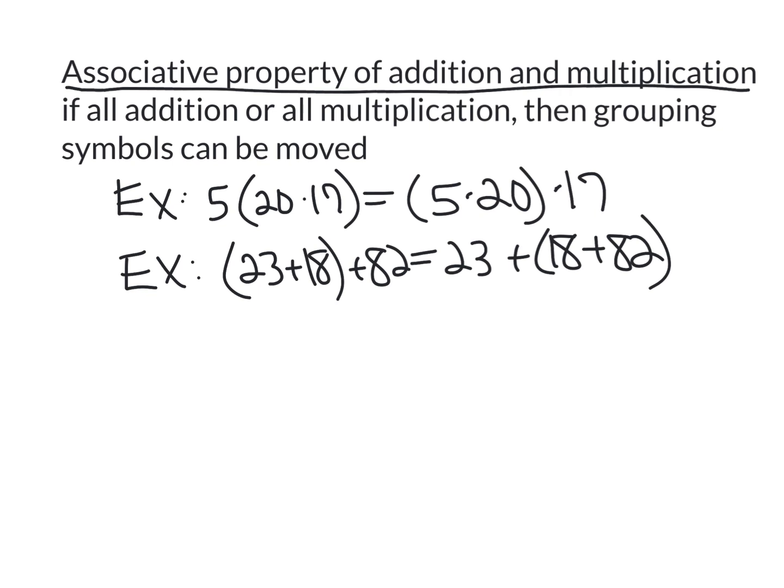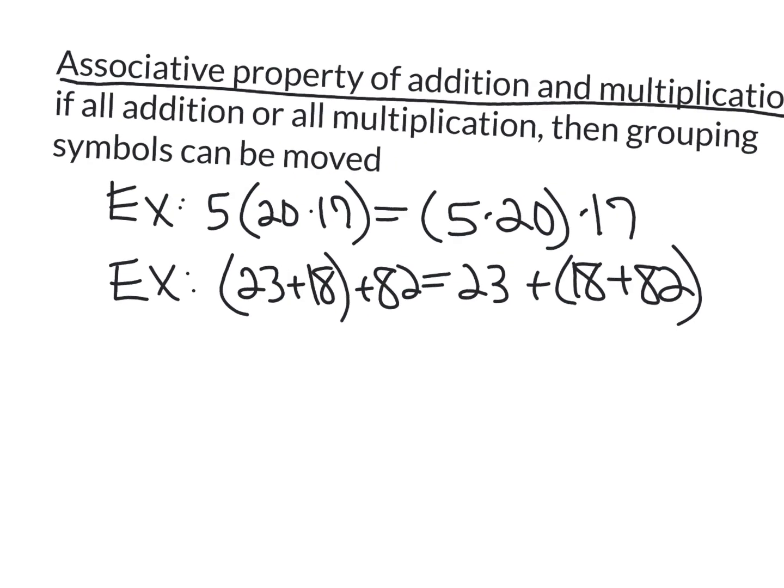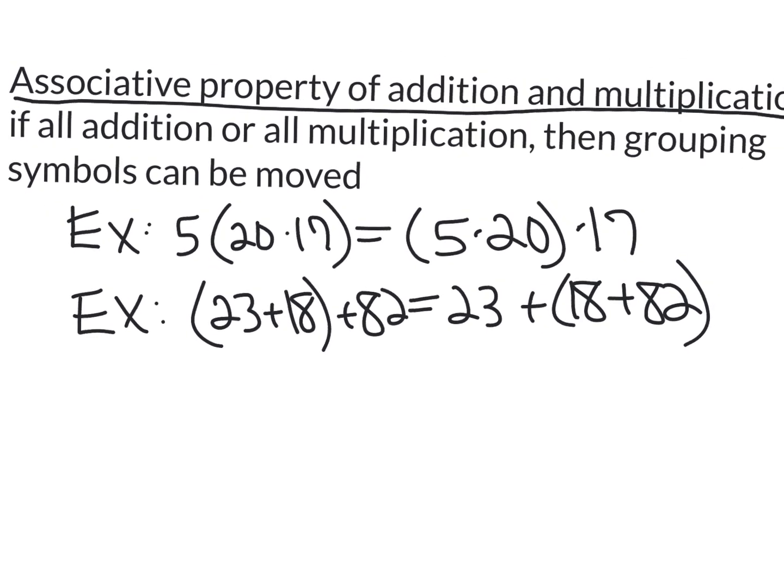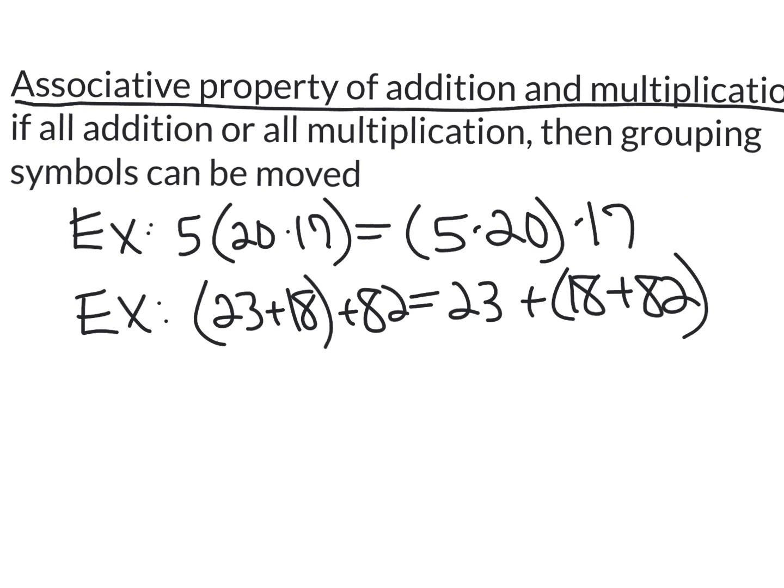Associative property also works for addition and multiplication. And it says if everything's being added or everything's being multiplied, then the grouping symbols can be moved. So we can move parentheses or brackets or braces, things like that, if everything's just being multiplied or everything is just being added. So rather than recreate the wheel, I went with very similar problems here. So you can see that first example in the multiplication, I just moved the parentheses. The second one, same thing, moved the parentheses in order to make it easier for me to multiply.